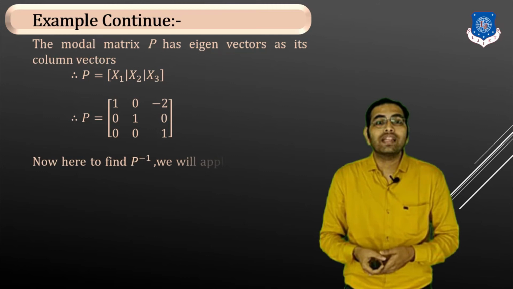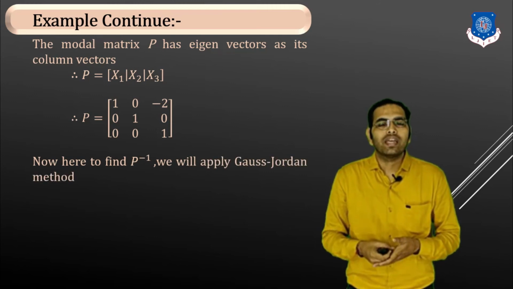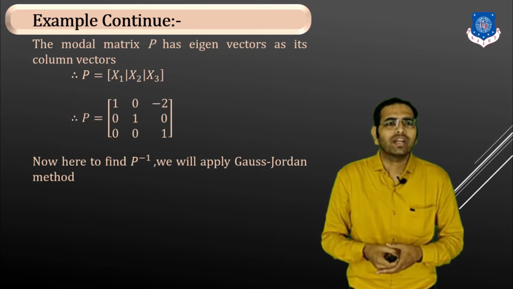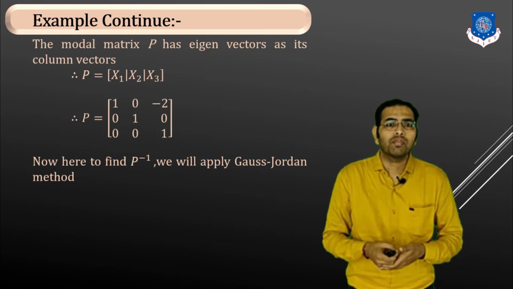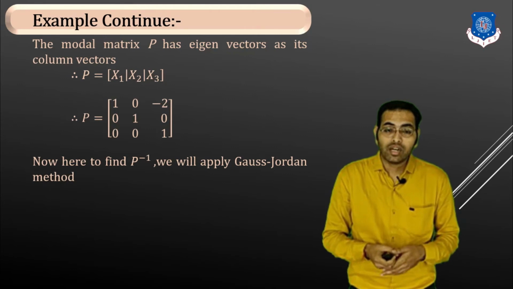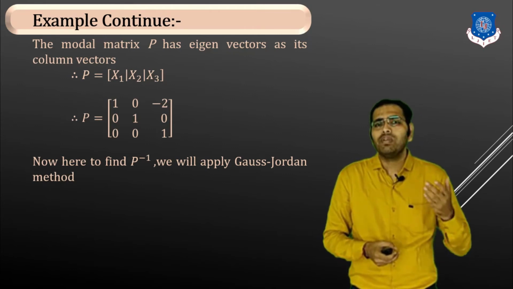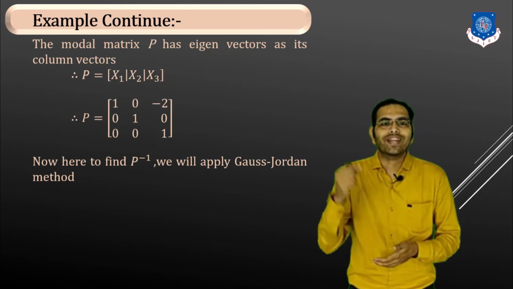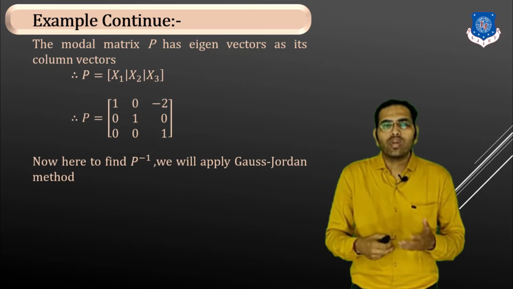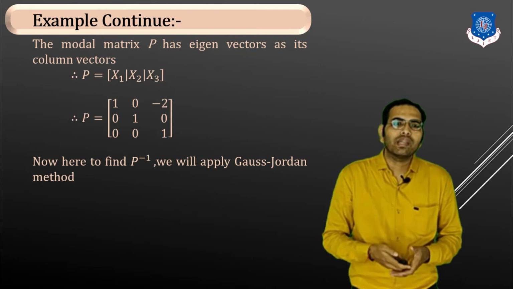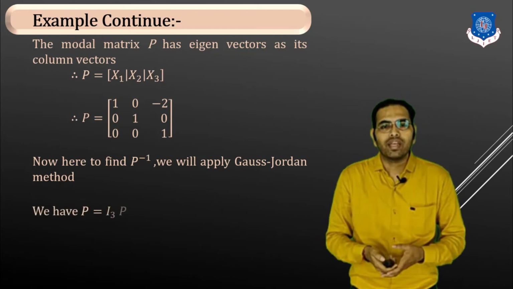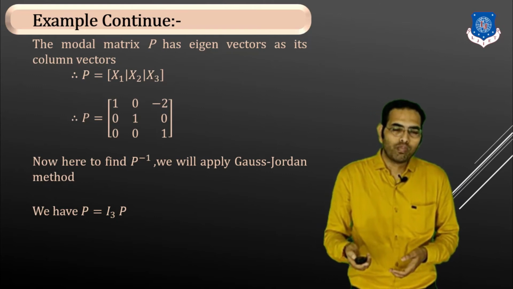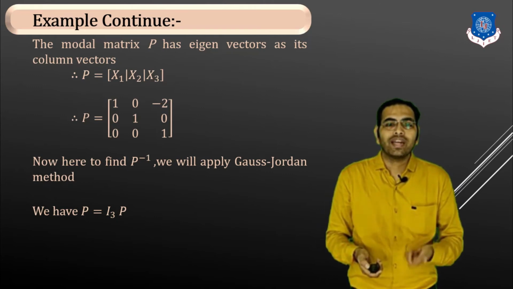Now we have to find the P inverse. For that, here we apply the Gauss-Jordan method. Basically, there are various methods of finding the inverse: with the help of the Cayley-Hamilton theorem, the Gauss-Jordan method, or the determinant method. The determinant method, which you already learned in 12th science, is P inverse equal to adjoint of P upon determinant of P. You can apply any method to find the P inverse. Here I apply the Gauss-Jordan method. For that, P equal to I3 into P, where I3 indicates the identity matrix.